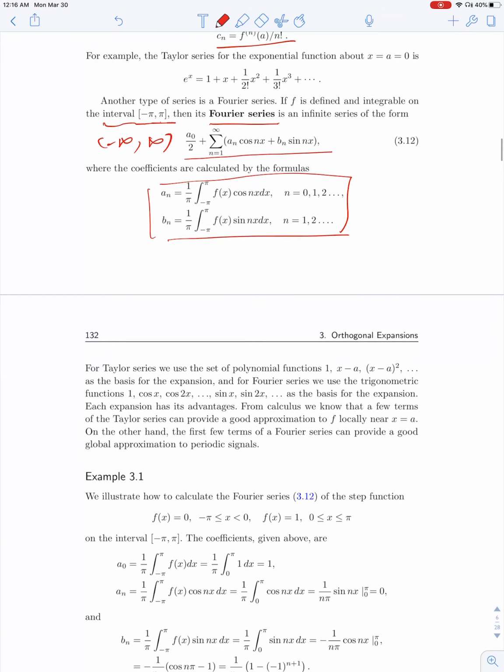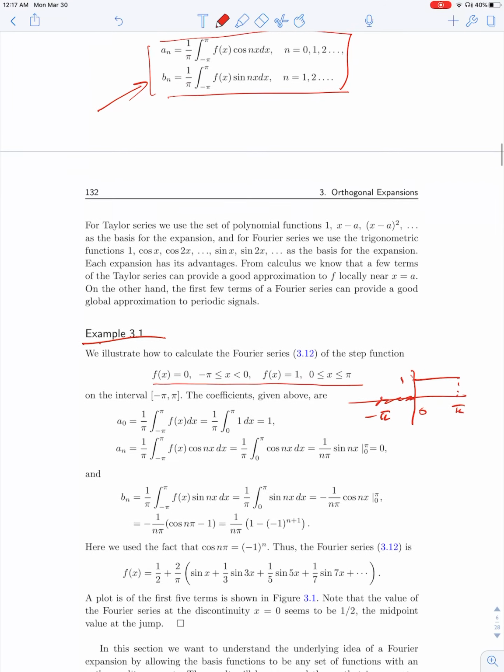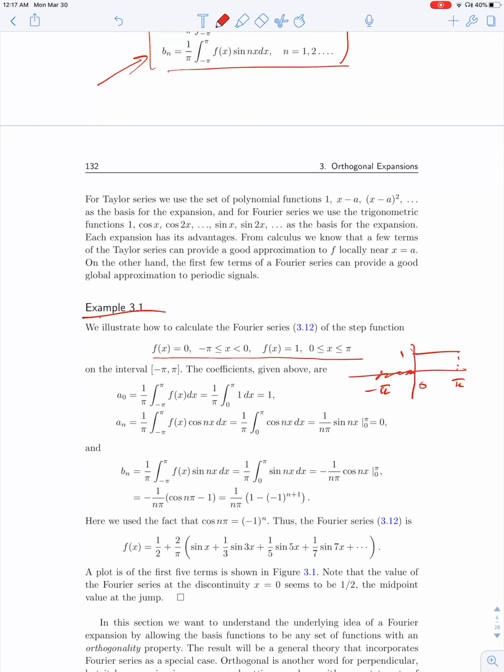Now, when you have an infinite series, first of all, in this example, we just give this function here. This is a step function: the function is 0 from negative pi to 0, and from 0 to pi it is 1, and you just use these formulas here to compute the Fourier coefficients. That's rather straightforward.